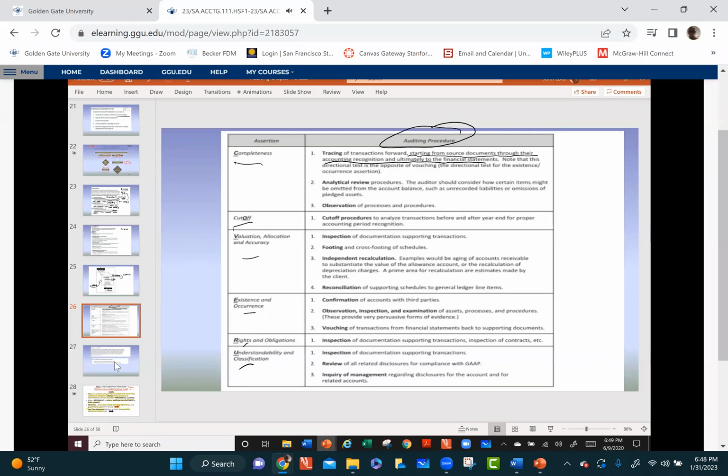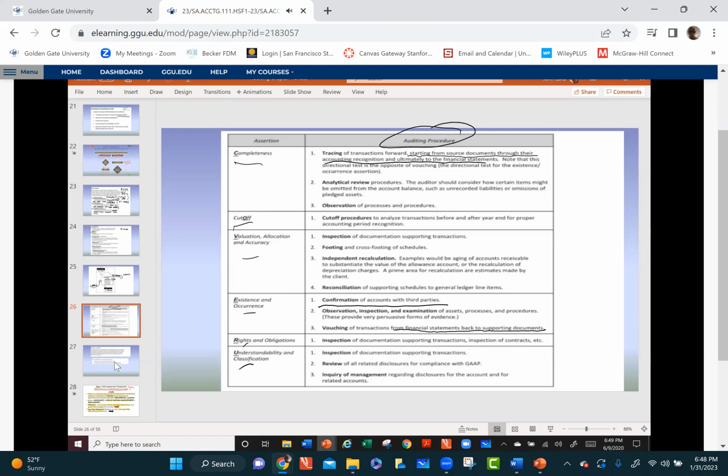Okay, for existence, notice we could do, and here we're going to start from the financial statements and go back to the supporting documents. So we found the sales. We found the sale recorded in the sales journal. We went and found the invoice. We went and found the shipping document. So we went the other way for existence. Confirmation is a classic way to test the existence assertion.